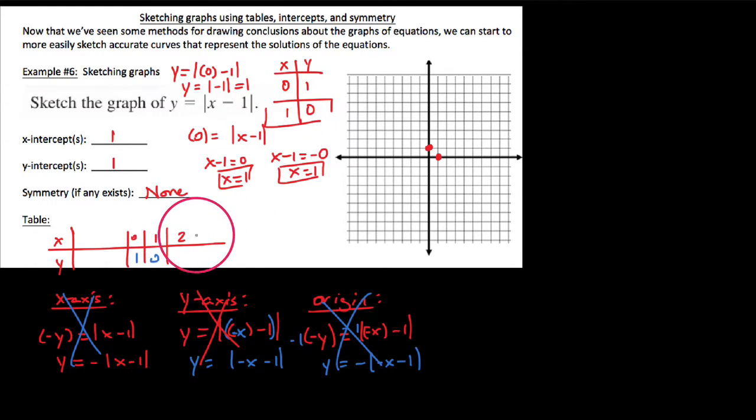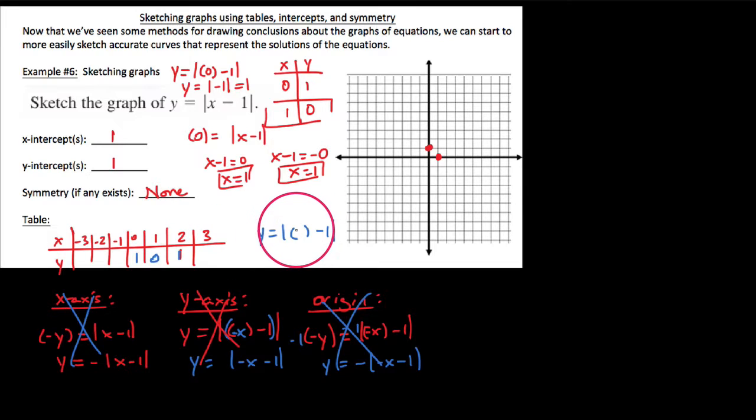In terms of some other points, maybe we'll go 2 and 3, and we could also work backwards here, like negative 1, negative 2, negative 3. So plugging these in, let's go ahead and substitute a few of these in here. If I plug in a 2, we would have y equals the absolute value of, and we'll just go ahead and list these in here. If I were to put in a 2 right here, we'd have 2 minus 1, which is 1, and the absolute value of 1 is, well, 1. So we'll certainly get a 1 here.